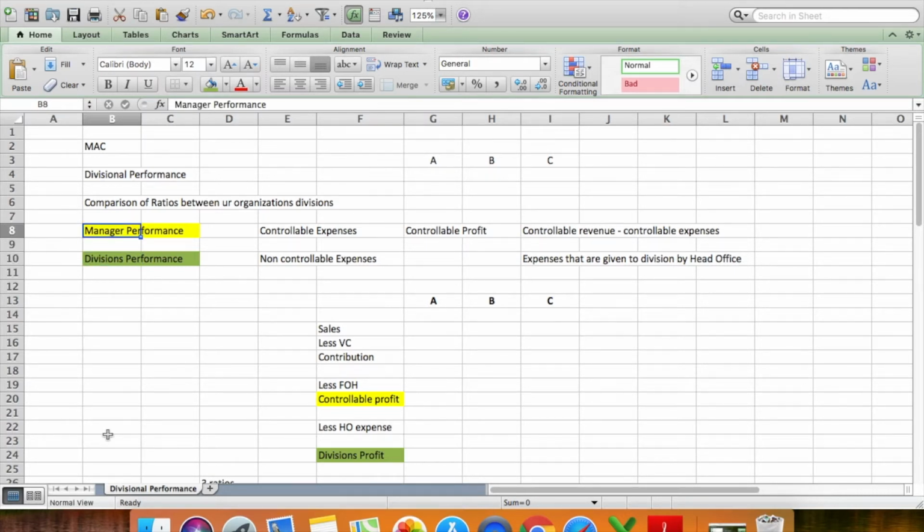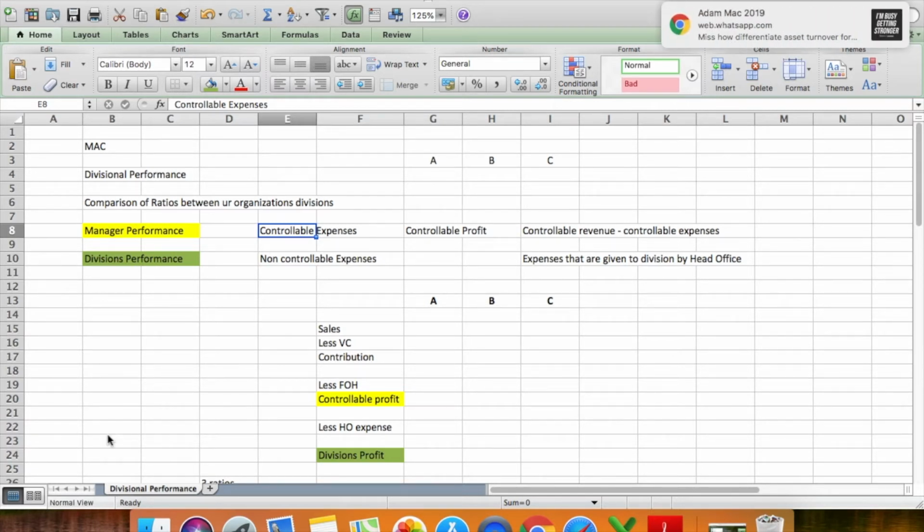A manager's performance can be calculated, but before we go on to manager's performance, we need to know the difference between two kinds of expenses: controllable expenses and non-controllable expenses. Controllable expenses are expenses that are in control of the management of that division. The management has control over certain expenses and certain revenue that the manager is overlooking in that division. If the management has control over the expenses, the management is said to have authority and responsibility for those expenses.